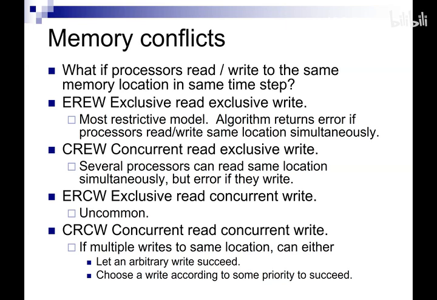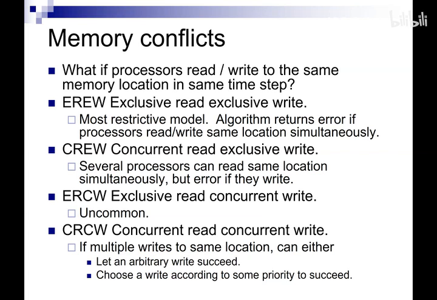So then we have to somehow decide which value is going to get stored at this location if you have concurrent writes. And here, there are a number of different possible choices. In fact, for the CRCW model, there are additional submodels. These submodels are different ways of deciding what happens when you have concurrent writes to the same location. One possibility is that you simply let an arbitrary write succeed. So if you have 2 processes writing, then one of those values gets written, and it's an arbitrary one.